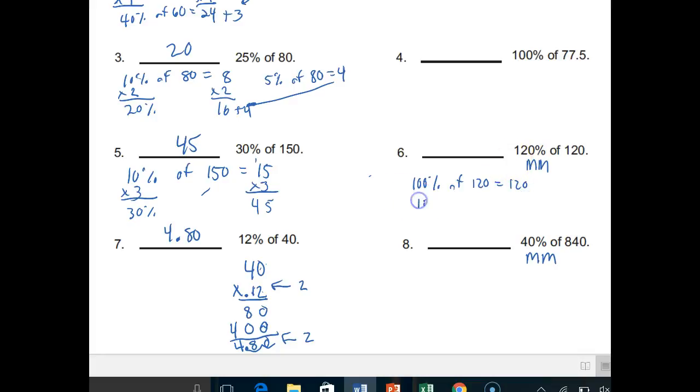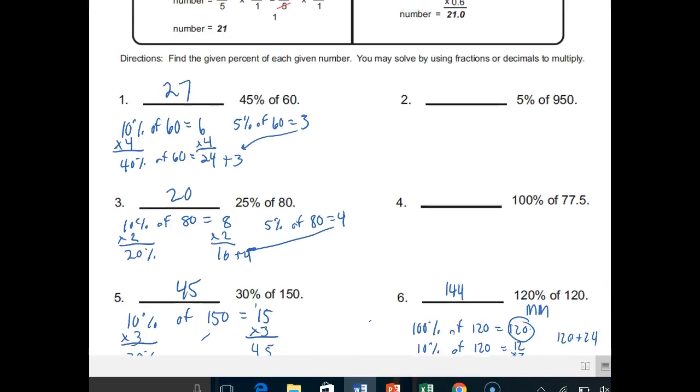And then you can say, okay, what's 10% of 120? And that's just 12, and then I have to multiply that by 2. What's 20% of 120? Well, take what 10% was, multiplied by 2, you get 24. So is 24 my answer? No. I have to add both of those together. 120 plus 24. What do I get when I get that? I get 144, right?